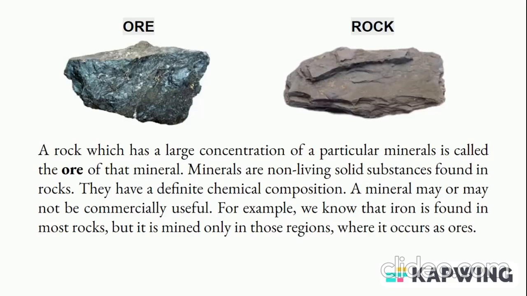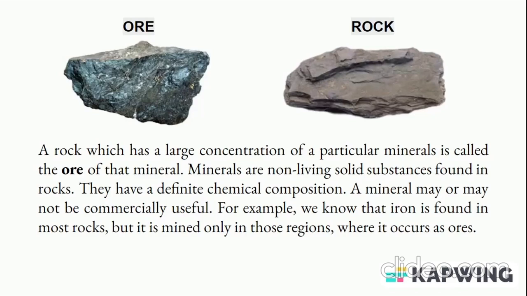So there is a difference between rock and ore. Rock contains minerals, but in a very small amount. Ore contains minerals in a huge amount. So, a large concentration of a particular mineral. For example, iron ore. The first picture is of the iron ore. This rock contains a lot of iron components, a lot of iron minerals. So that is why it is called ore of iron, that is iron ore. Understood?